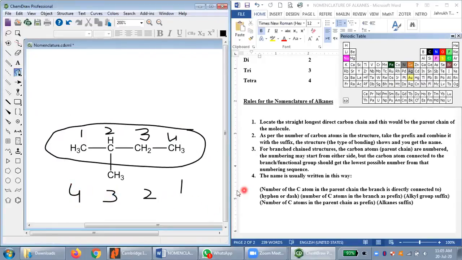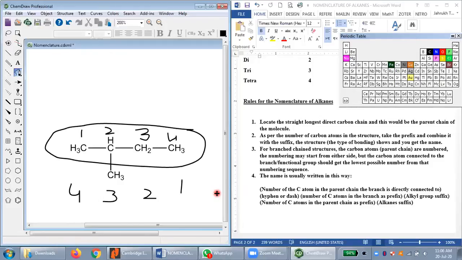But now, in this case, the numbering is not same for the carbon that is directly connected to the branch. So which numbering is correct? The numbering sequence is correct in this case, from the left to right numbering or from right to left numbering? Anyone? Right to left. From right to left. Do we get the smallest possible number, or the lowest possible number, for the carbon that is directly connected to the chain? Sir, left to right. Left to right, exactly, Shahzeb.